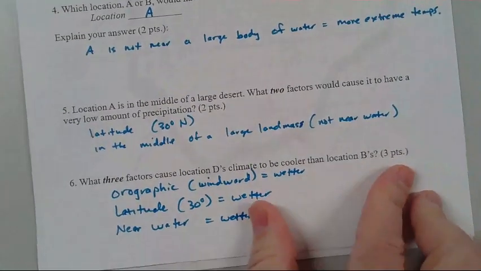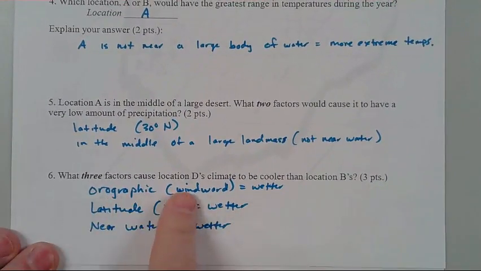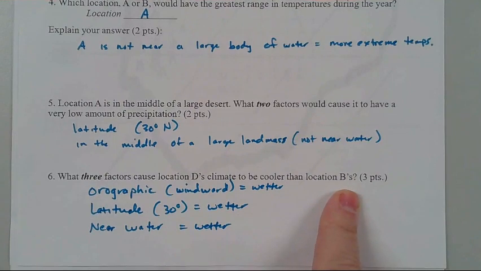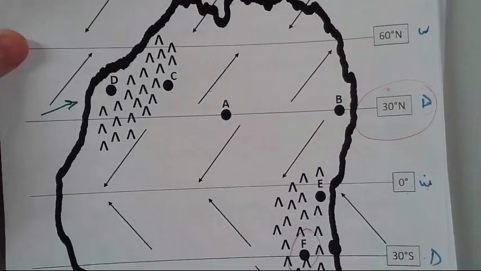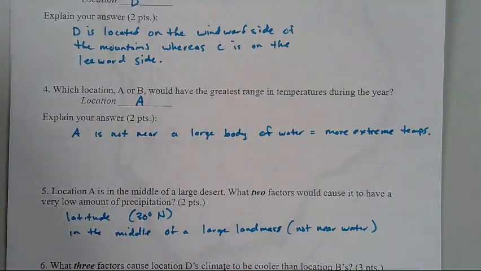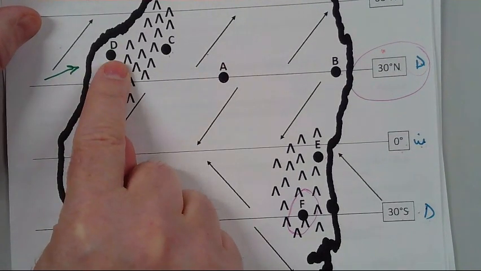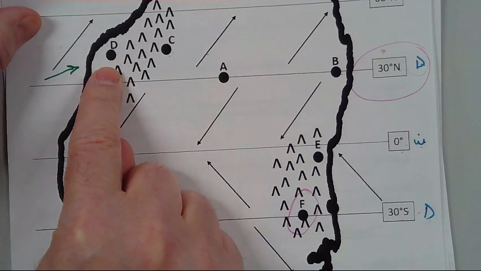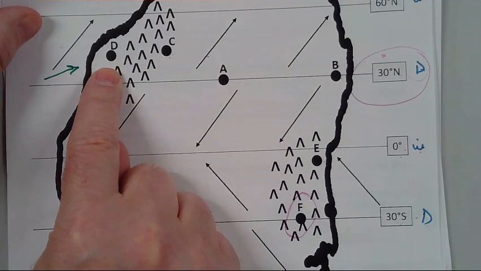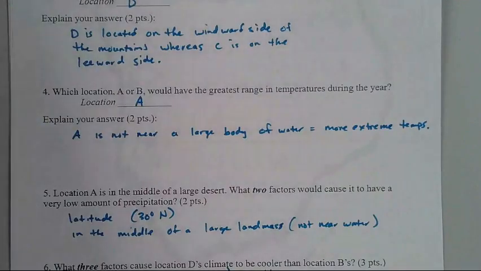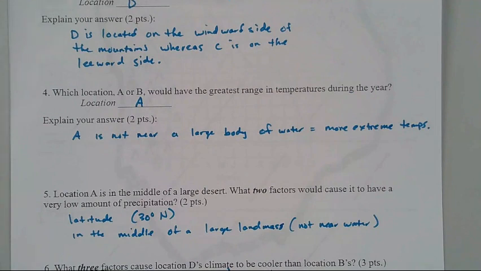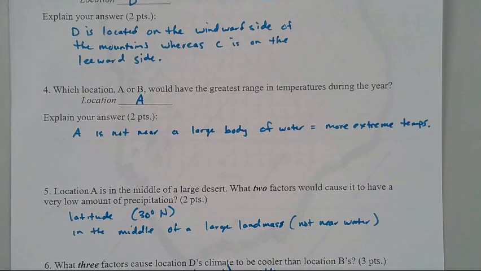Question 6. What three factors cause location D's climate to be cooler than location B? Three factors: D compared to B. Orographic effect, we're going to get more rain at B because it's on the windward side. Latitude and nearness to water.